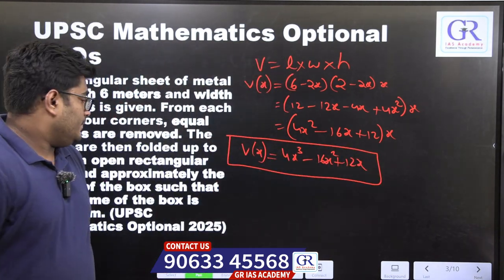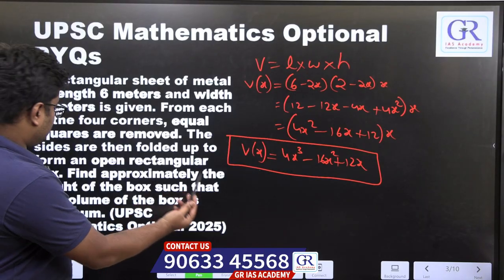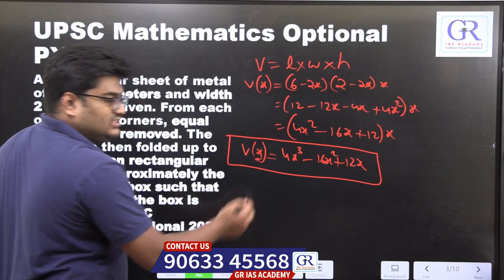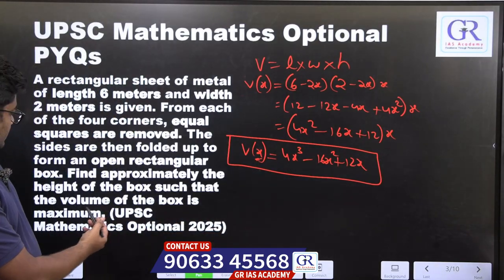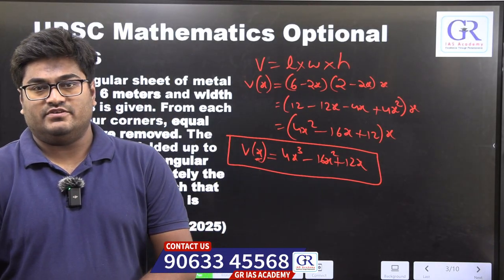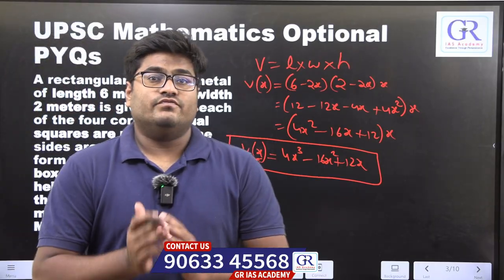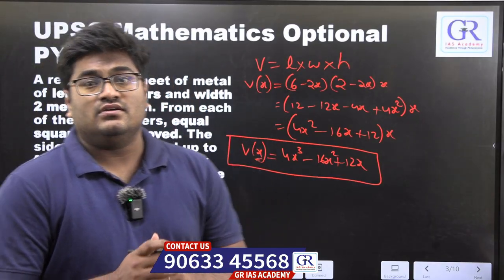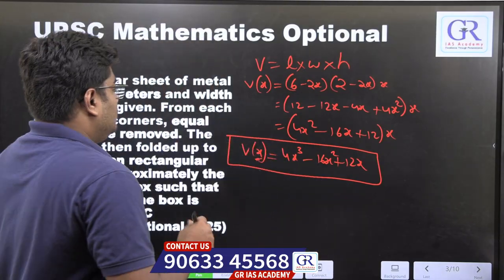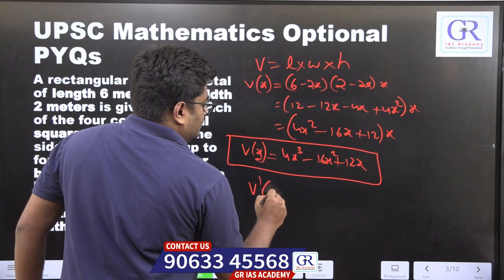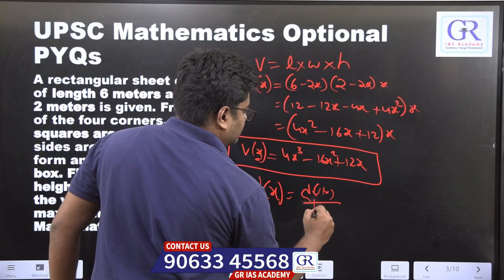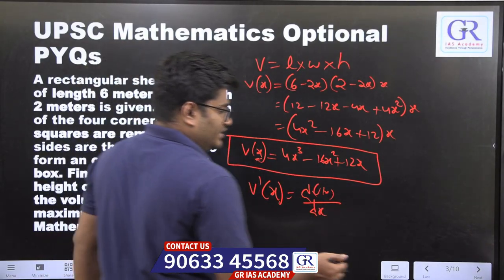Now what do we need to find? We need to find approximately the height of the box, which is x, such that the volume of the box is maximum. So we have a function and we need to find its maximum value. How can we find that? First we need to find the critical points of this function. To find the critical points we need to differentiate it, so we need to find V dash of x, or dV by dx. Let's find the first derivative.